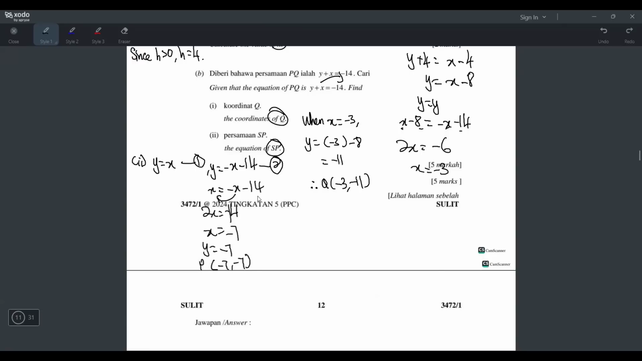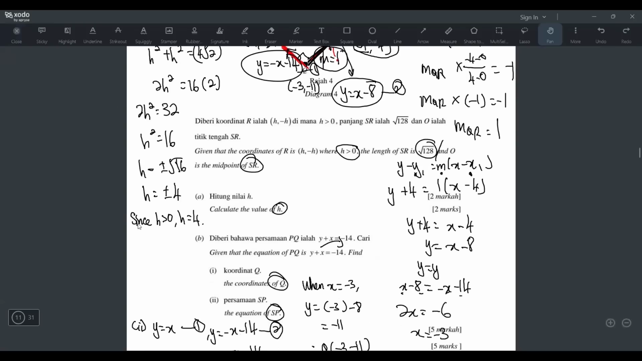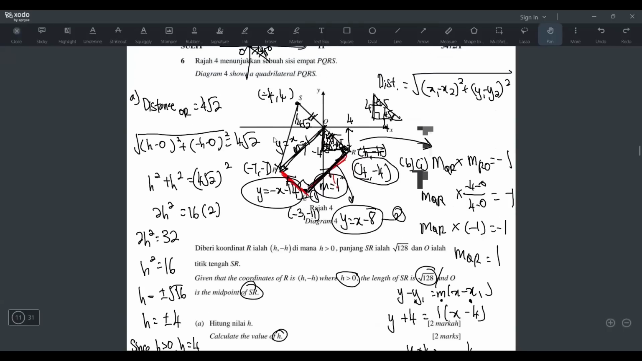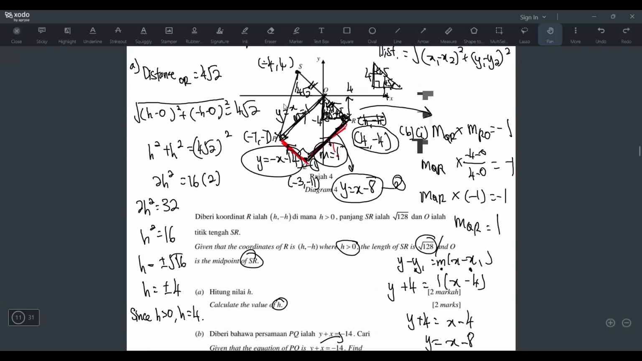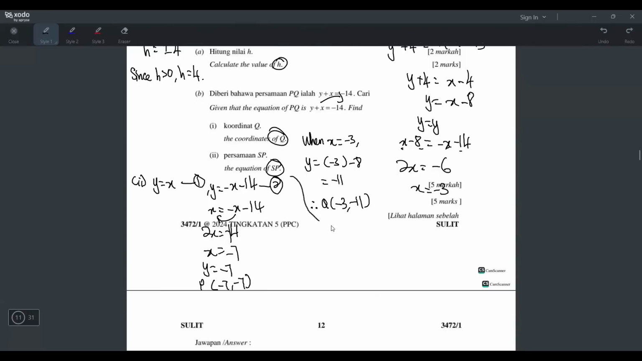Right? Okay, let's double check. Did I do it correctly? 2x. Okay, betul lah. Okay, so P is negative 7, negative 7. All right. So now, can I find the gradient of PS? I mean SP or PS, same thing. So can I find the gradient? Yes, right? Because we have two coordinates now. So let's write down here. Okay, this one is another question.